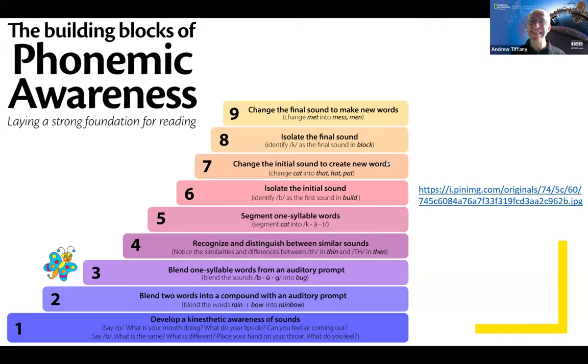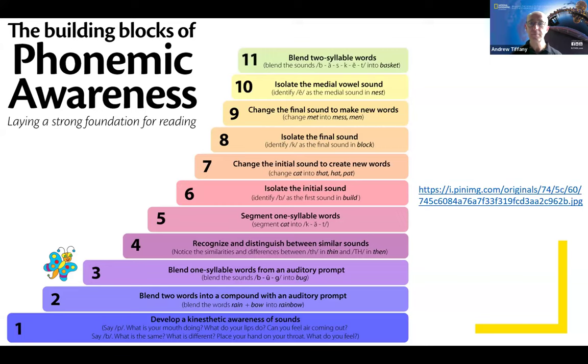Blot, thank you, Will. Okay, isolate the medial vowel, the middle vowel. So if I say a word like hen, what's the middle vowel sound? It's eh, right? If I say fish, what's the middle vowel sound? It's ih, right? And so on and so on. Blending other things together, especially if it's a two-syllable word and the two syllables are phonetically regular, that's a good one to do. Trickier to find some words like that sometimes, but it's a good one.